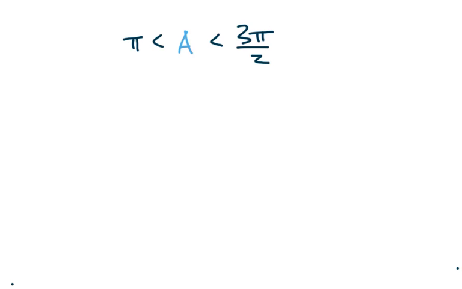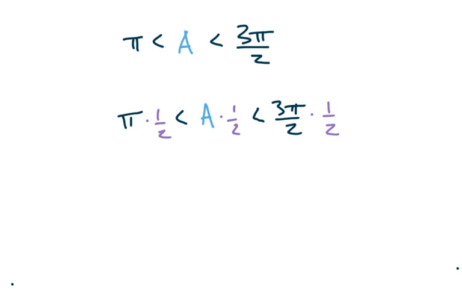So I'm going to multiply both sides by 1/2. A times 1/2 is going to be A over 2. And pi times 1/2 and 3 pi over 2 times 1/2. And we simplify those things. Pi, you know, has an invisible denominator of 1, in case you were worried. So pi times 1 over 1 times 2. Top times top over bottom times bottom. A times 1/2, like we said, is A over 2. And 3 pi over 2 times 1 over 2. Again, top times top over bottom times bottom.